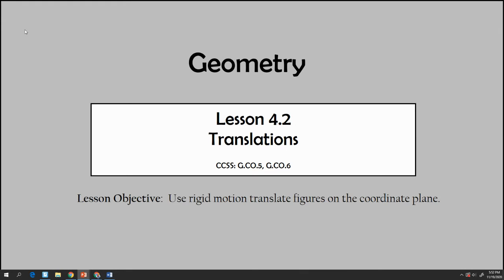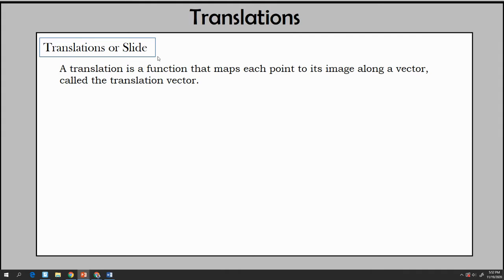Okay, we're going to start our second type of transformation today, and this is called a translation. Again, this is one of our rigid motion techniques. So the original image, which is called our pre-image, and our image, the final result, are going to be carbon copies of each other. They're going to be congruent. They're going to be identical.